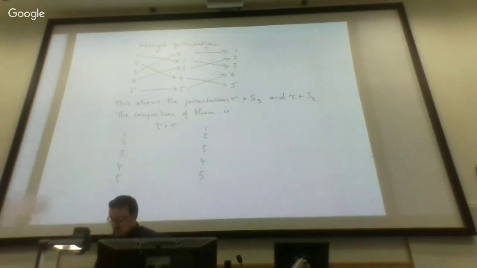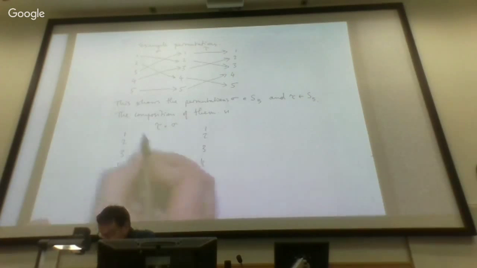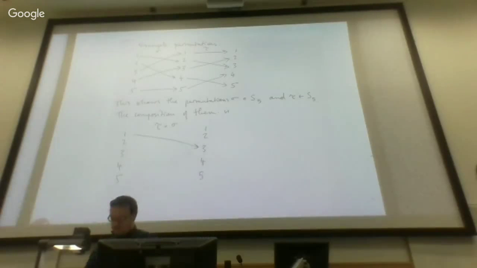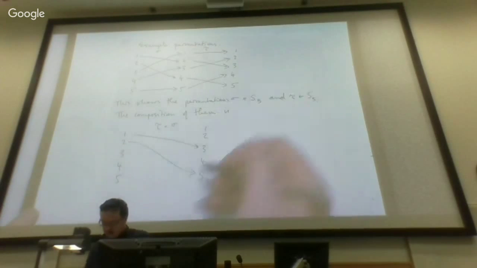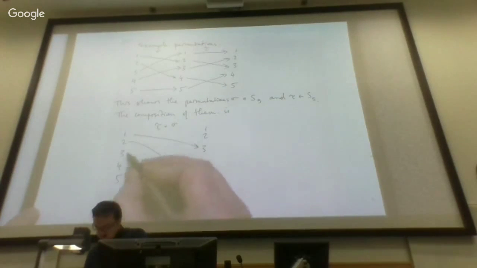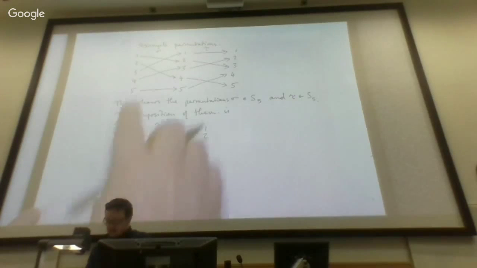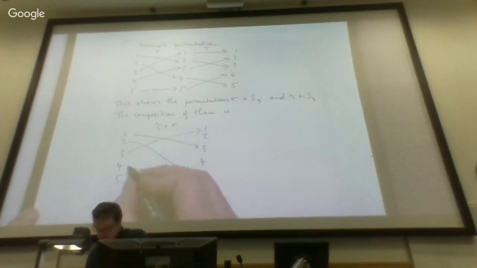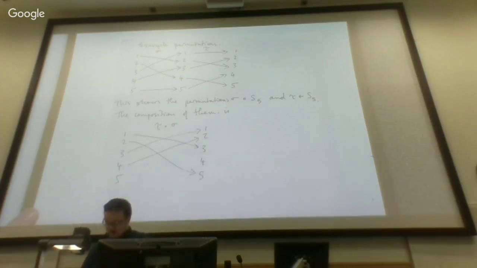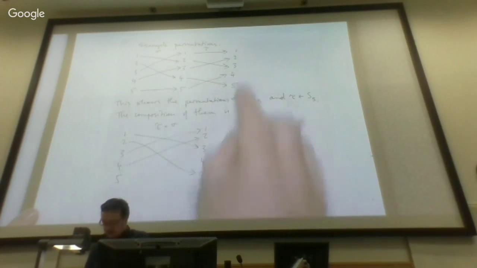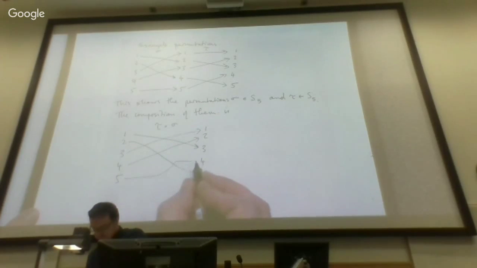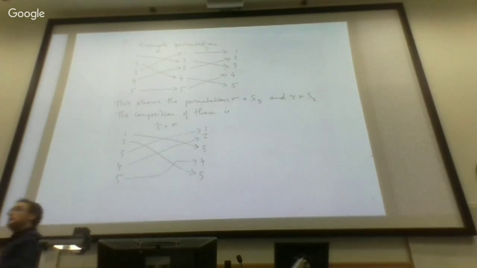Okay? So 1 goes to 2, but then 2 goes to 3. So in total, 1 goes to 3. 2 goes to 4, but then 4 goes to 5. So in total, 2 goes to 5. 3 goes to 1, and 1 goes to 1 under tau. So in total, 3 goes to 1. 4 goes to 3, and 3 goes to 2. So in total, 4 goes to 2. And lastly, 5 goes to 5, which then goes to 4. Okay, so that's the mapping diagram for the composition tau after sigma.